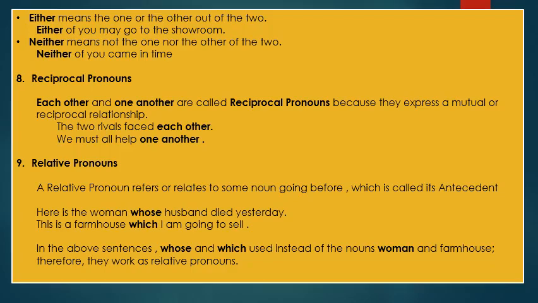In the above sentences, whose and which are used instead of the nouns woman and farmhouse. Therefore, they work as relative pronouns. In the first sentence, the noun woman is the antecedent of whose, and in the second sentence, the noun farmhouse is the antecedent of which.